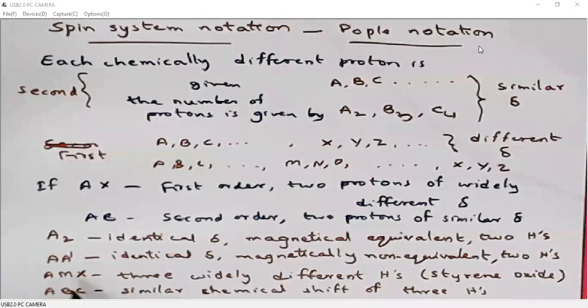Similarly, we have AMX, where there are three widely different protons. The chemical shift difference between A and M will be large. Similarly, the chemical shift difference between M protons and X protons is also large. So because they have three widely different protons, we label it as AMX. What is ABC? Again, we have three different protons, but their chemical shift values are very similar. They're very close together. So this is called ABC.